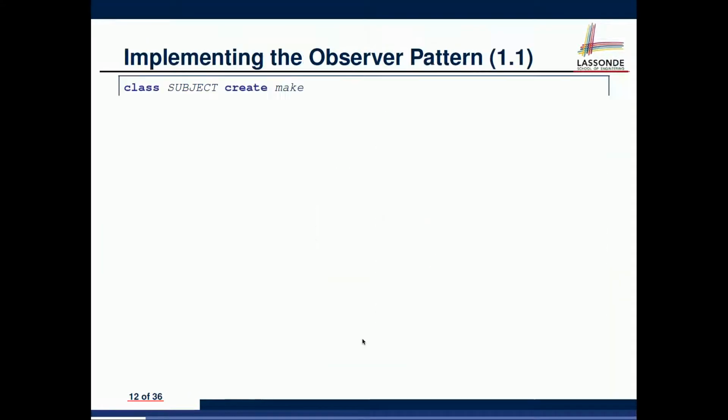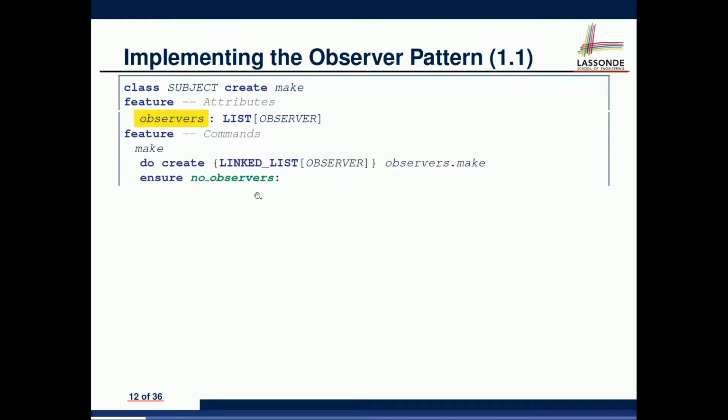Let's see, for the subjects, it's going to have a list of observers. When you try to create a new subject, you will simply create, let's say, an empty linked list. And then you want to make sure initially there's no observer. You should know how to write this postcondition here. That means the number of observers should be 0, or you can say observers.is_empty will be true.